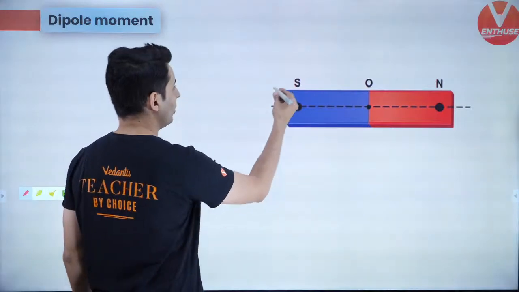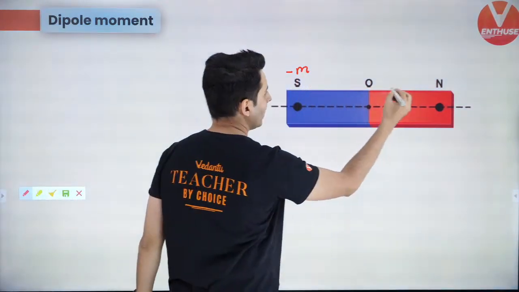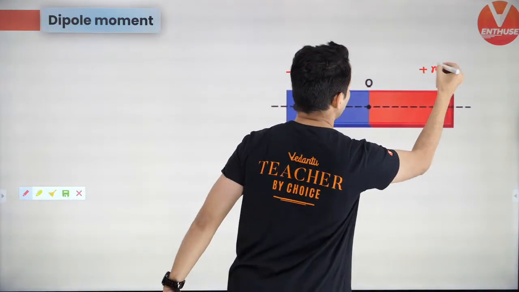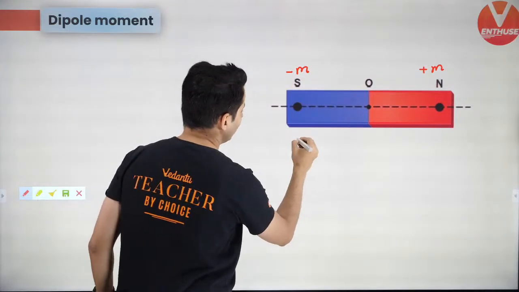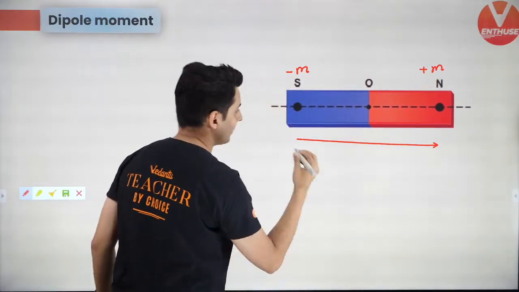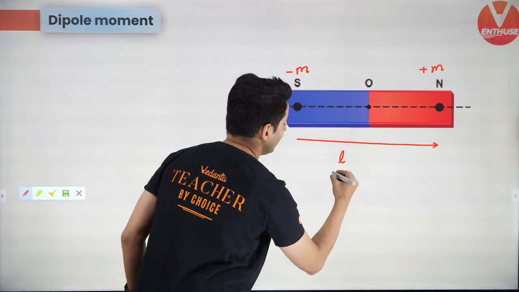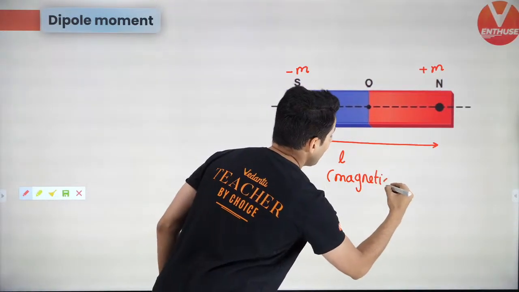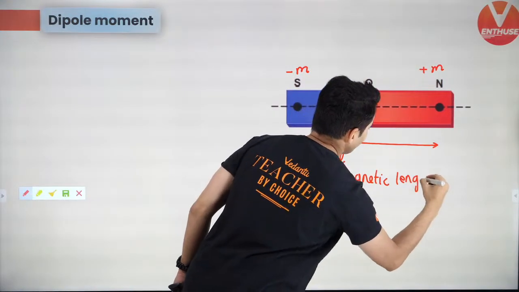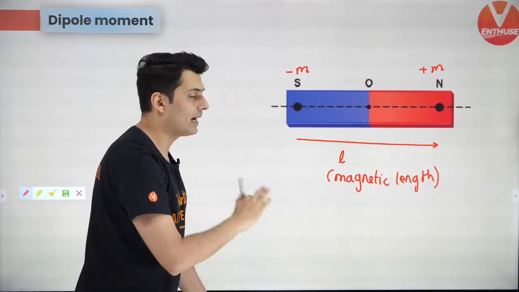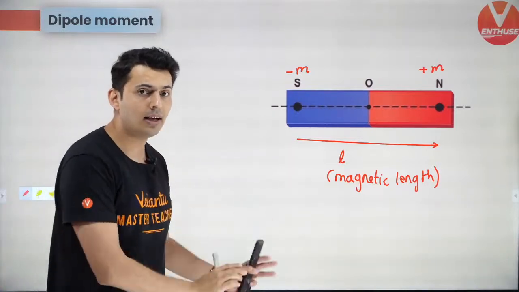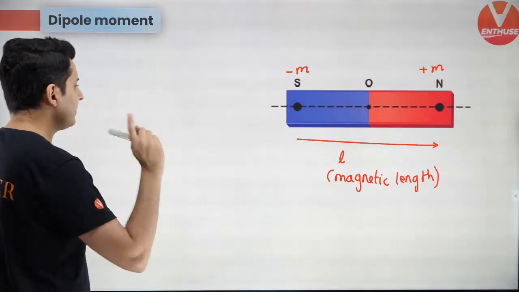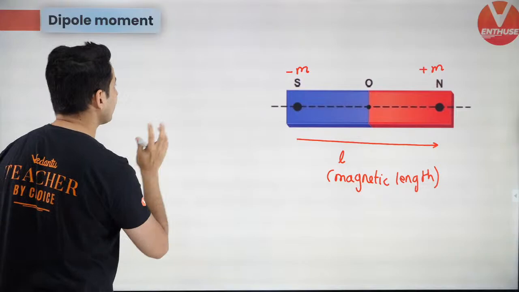So the south pole is like minus m, and this is nothing but plus m, and the distance from one pole to other, if I call it as L, this L is nothing but magnetic length. Be careful, it's not geometric length. Magnetic length. Usually in the problems they give you magnetic length unless specified otherwise. Remember it. Unless specified otherwise, it's always the magnetic length.